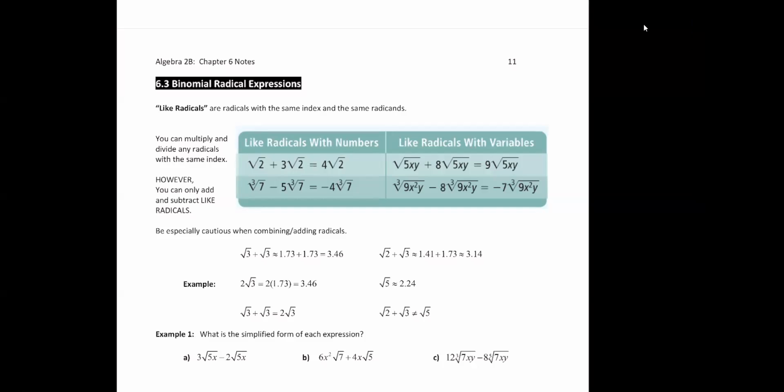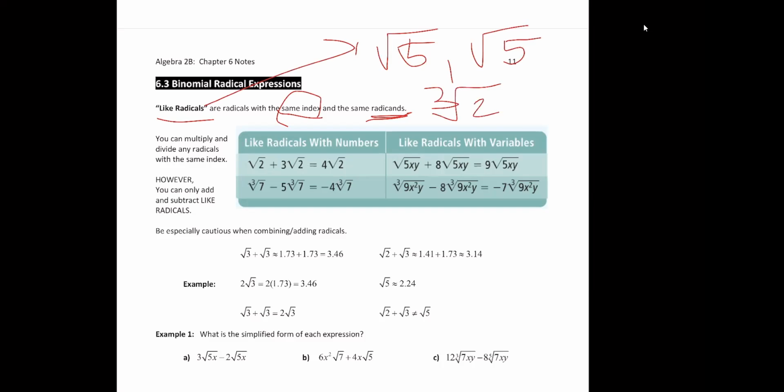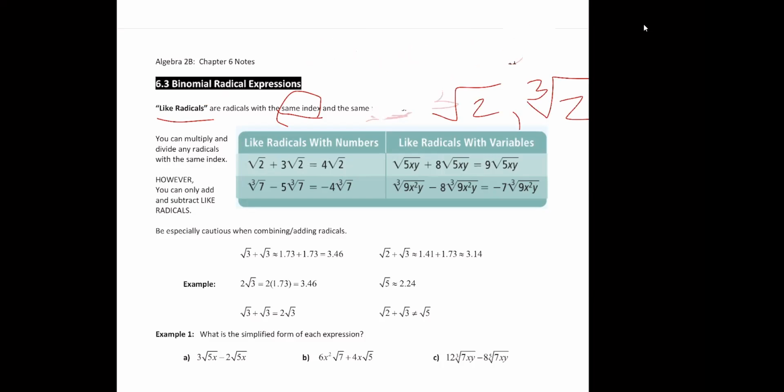So looking at our notes, it says like radicals are radicals with the same index and same radicands. So like radicals, not only do they have the same index, like they're both square roots or they're both cube roots, but they have to have the same number underneath. So like radicals would be, for example, the square root of 5, the square root of 5, the cube root of 2, the cube root of 2. It has to have the same index number and the same number underneath. So when we say like radicals, when we're adding, both of these things have to be true.